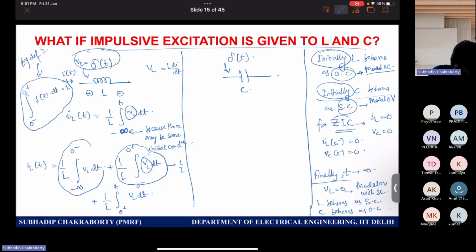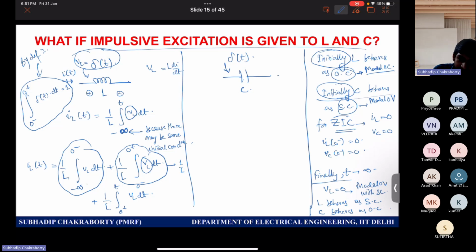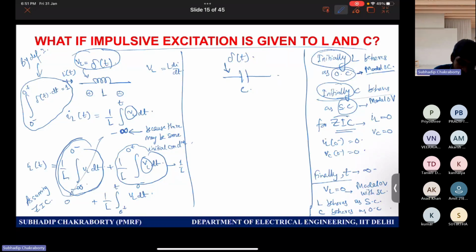This part will be what? Assuming 0 initial condition. 0. Yes. This part will completely go to 0. Because this is nothing but initial current, integral minus infinity to 0 minus. Initial current just before switching. So there was no initial current, so 0. But this was impulse, so 1 by L, because this integration is 1.